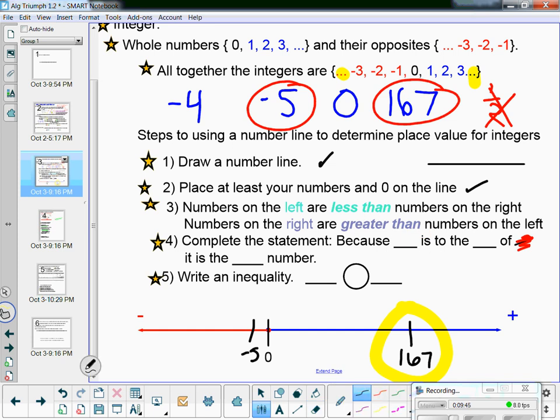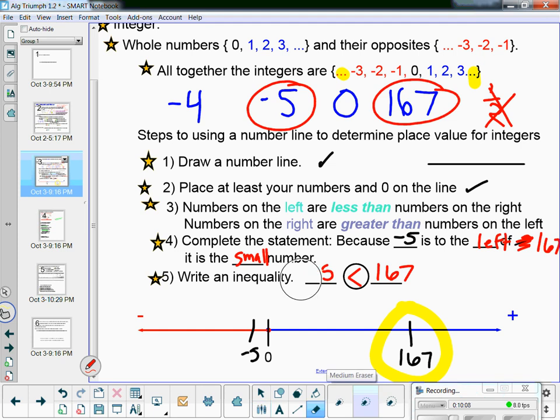Because negative 5 is to the left of 167, it is the smaller number. So I can write an inequality. Negative 5 is less than 167.